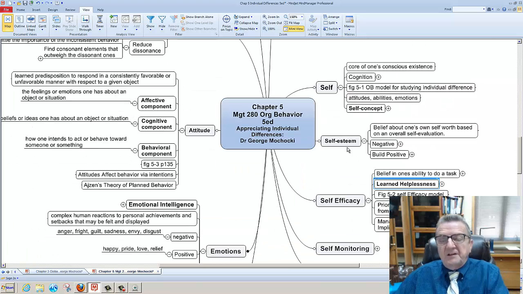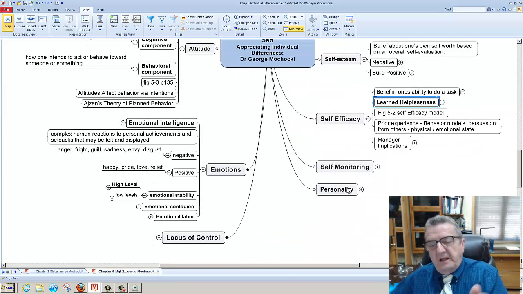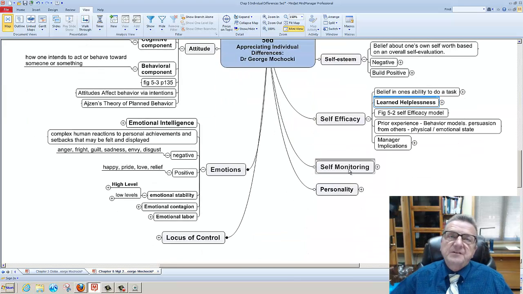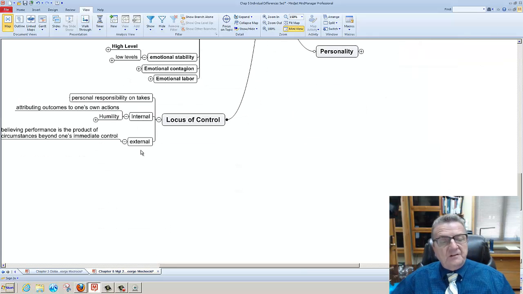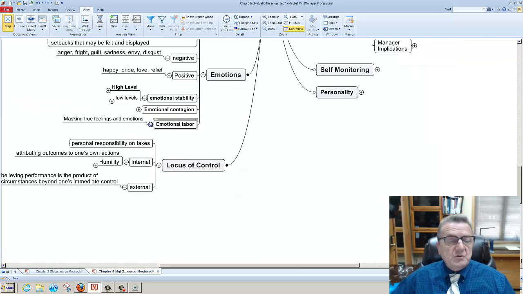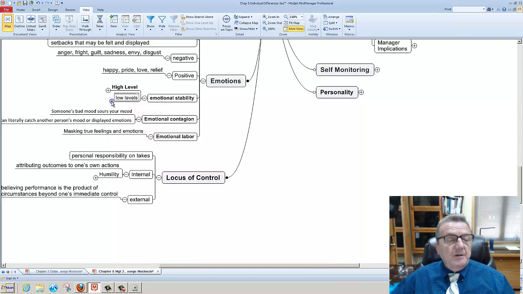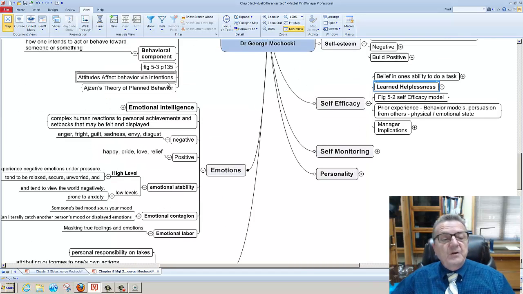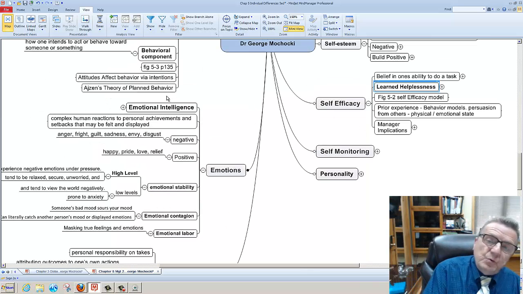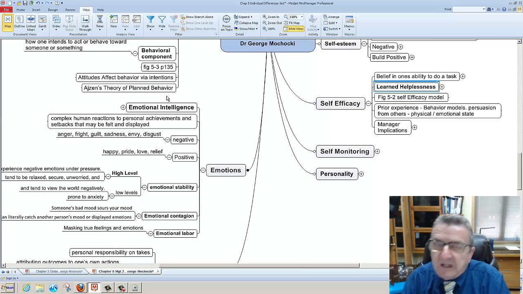You have to understand self-esteem and self-efficacy, which is how I believe I could do the test. If I don't believe I could do the test, odds are I'm going to fail. And self-monitoring: how do I monitor myself, and ask other people, getting feedback. And personality, locus of control, internal and external locus of control, emotional stability. All this is information. I'm not presenting all of it because, as you read, this is my outline. You're adding to it. That's how you're learning.